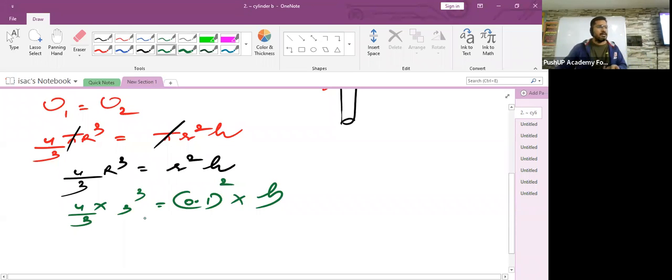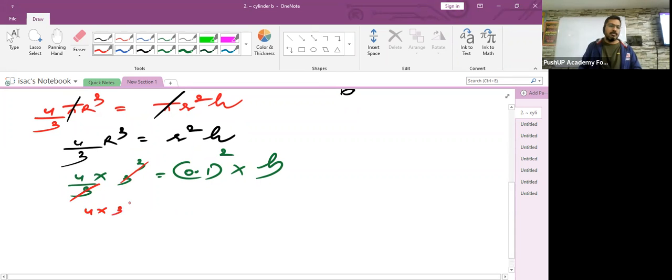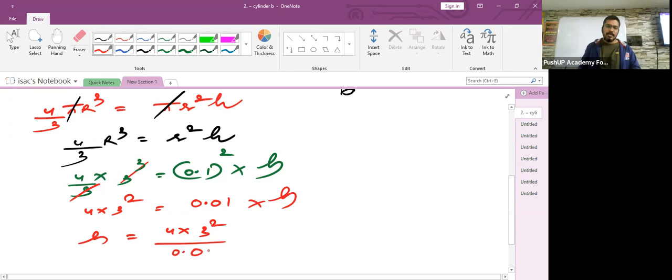Substitution is done. Now let's start simplifying it. Children, I would recommend you to cancel 3 and 3³ so that you are left with 4 × 3² on the left-hand side. What is 0.1 square? It is 0.1 into 0.1, which is 0.01 multiplied by h. Agreed? Therefore, height will be 4 × 3² divided by 0.01. So 4 × 3² is what? 3² is 9.